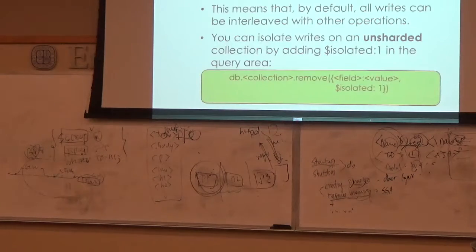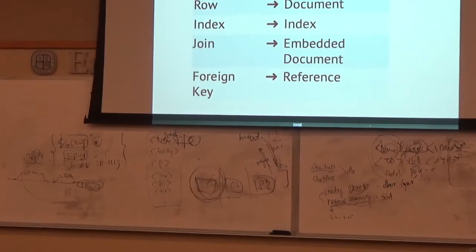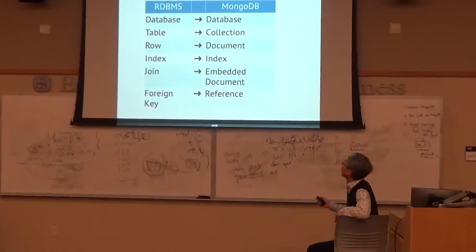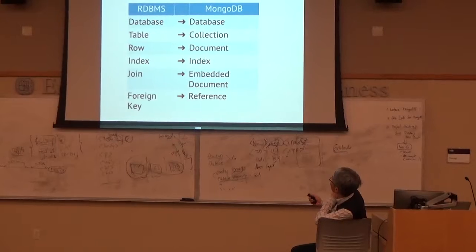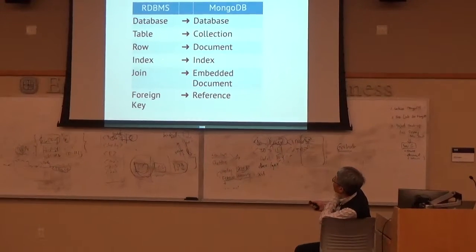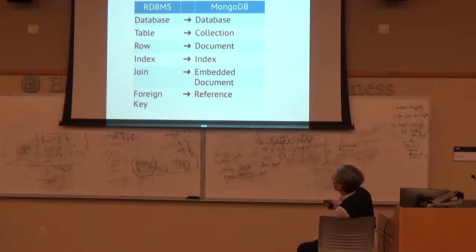So you can specify in your query to remove or update the data. So this is the database object supported by MongoDB. A database is a collection, like a table. Instead of a row or record, it is a document. An index is called an index. I will introduce more detail.